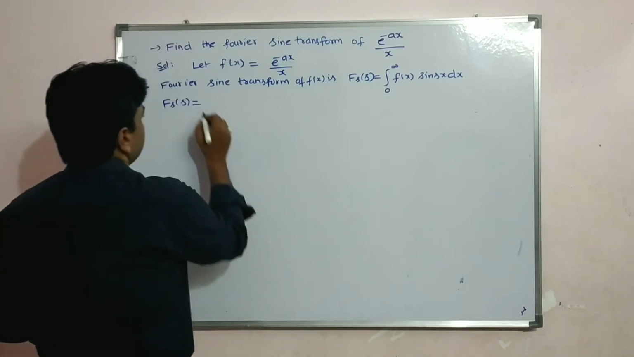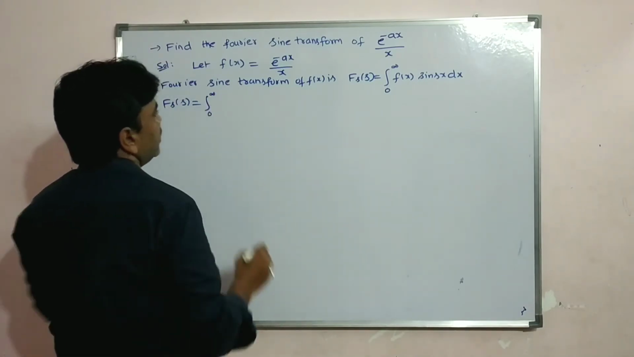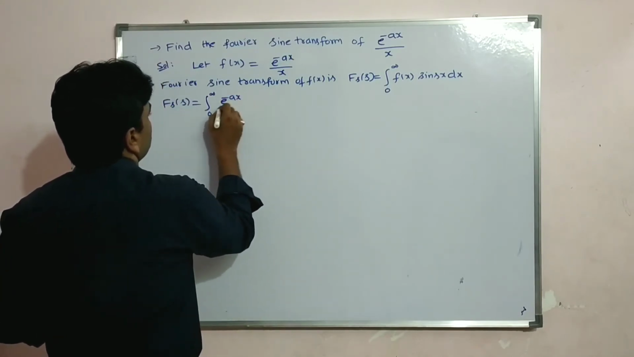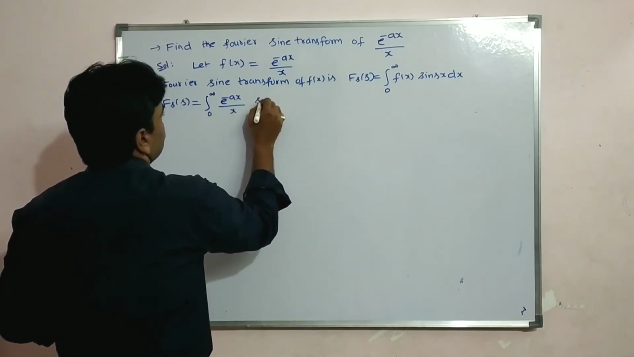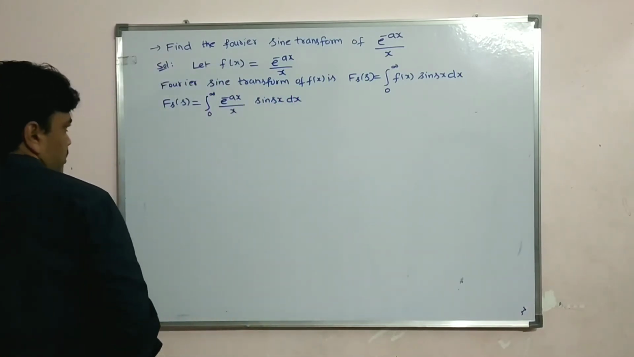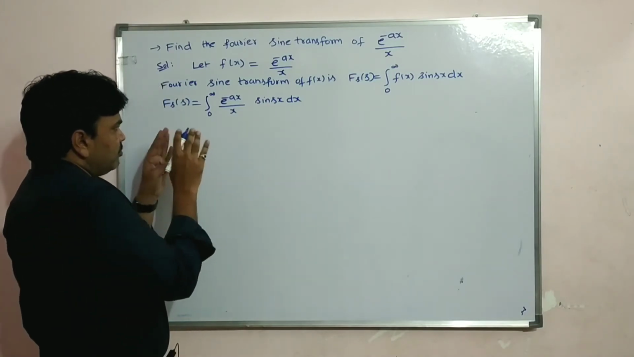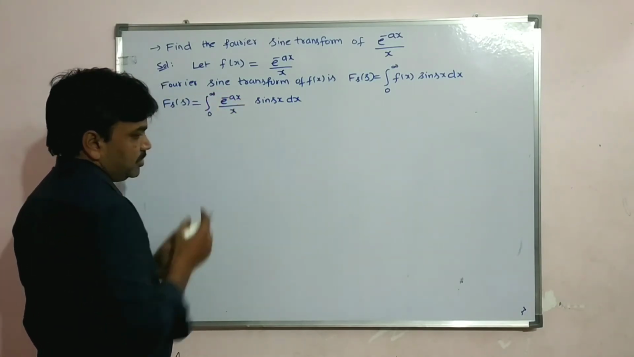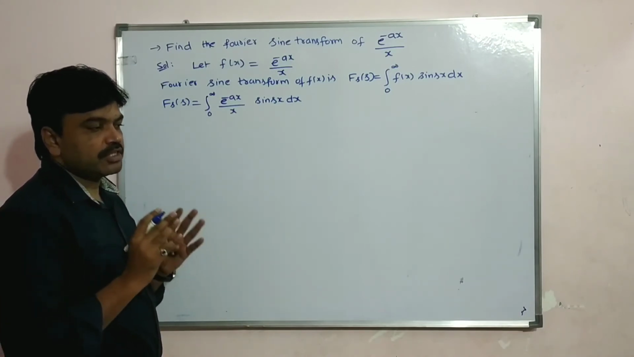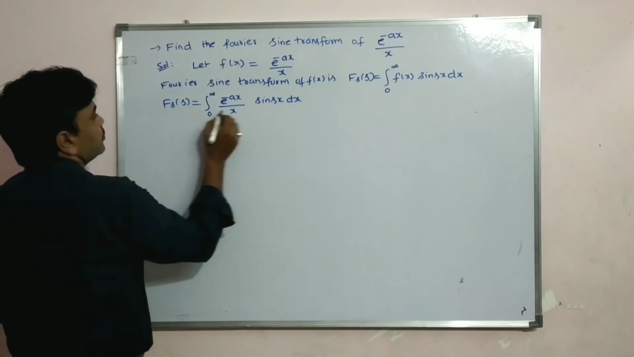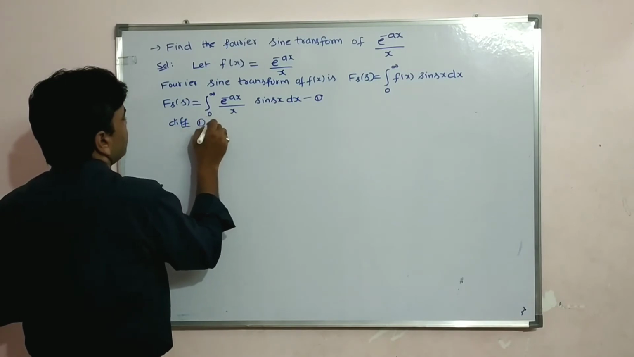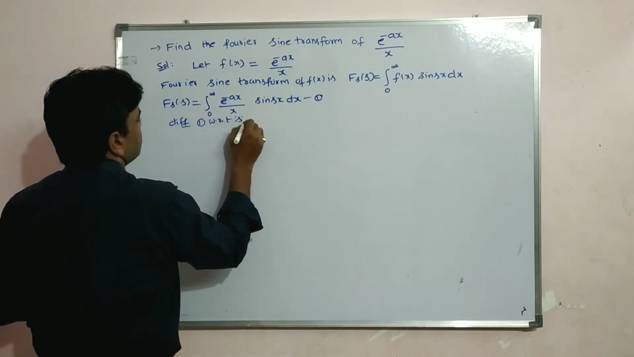the integral from 0 to infinity of f of x, which is e power minus ax by x, into sin sx dx. I already told you, students, whenever we observe such types of functions, we first differentiate with respect to s. So this is equation 1. Differentiate 1 with respect to s.